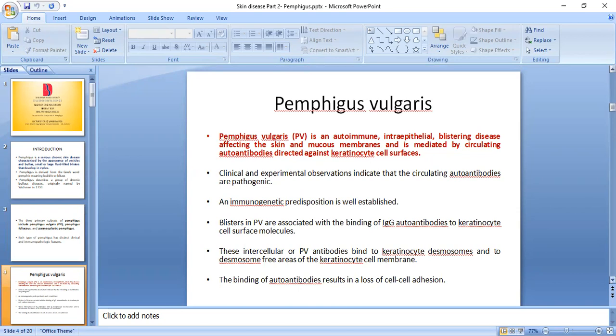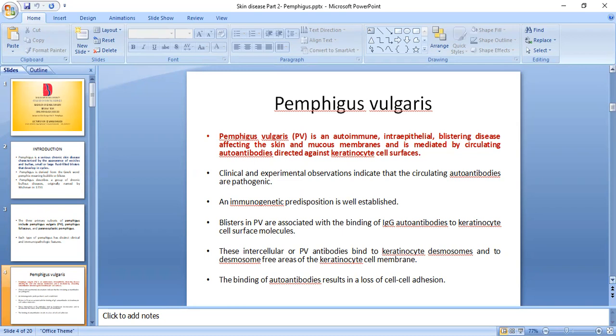First, let's take up Pemphigus vulgaris. Pemphigus vulgaris is an autoimmune intraepithelial blistering disease affecting the skin and mucous membranes and is mediated by circulating autoantibodies directed against keratinocyte cell surfaces.